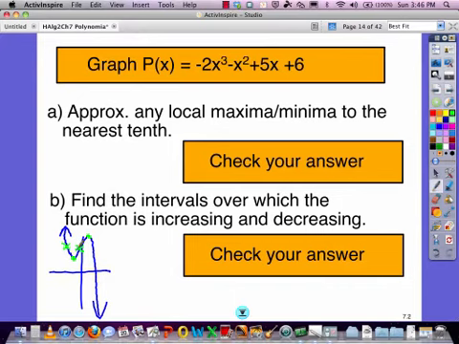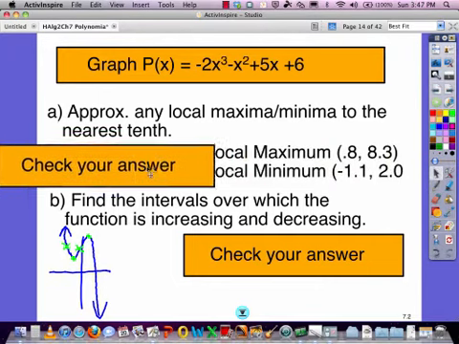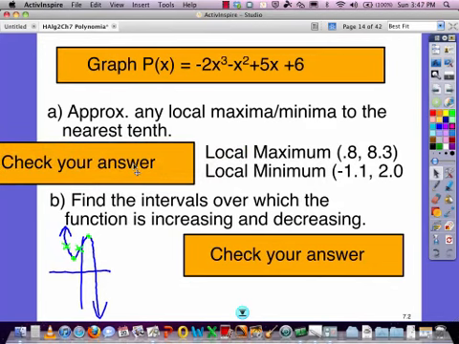And it'll say guess. I don't want to guess. I'm just going to hit enter. And it should spit out what the local minimum point is. And I said approximate to the nearest tenth. So on my calculator it says negative 1.09-ish. And so that would be a negative 1.1. And it says a y value of 1.98-ish. So when I round to the nearest tenth for my minimum, I would have been good.